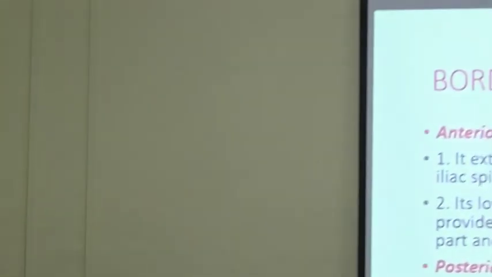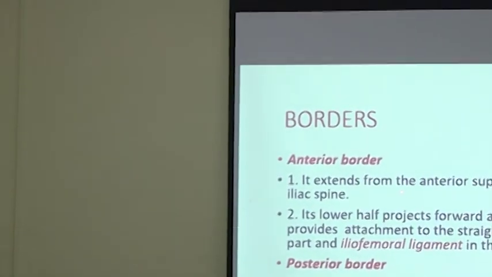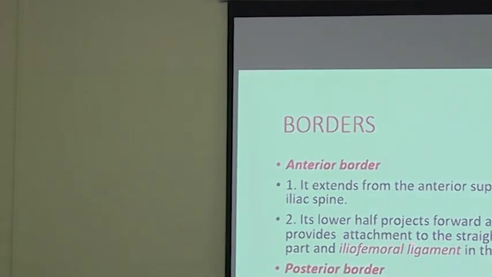Okay, so the anterior border extends from the anterior superior iliac spine to the anterior inferior iliac spine. In the lower half, meaning at the anterior inferior iliac spine, it gives attachment to the straight head of the rectus femoris muscle. Okay, this portion.